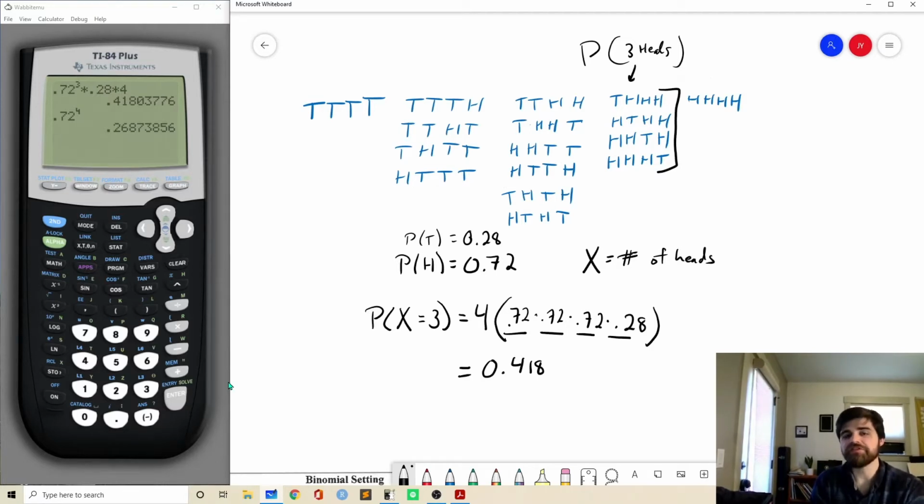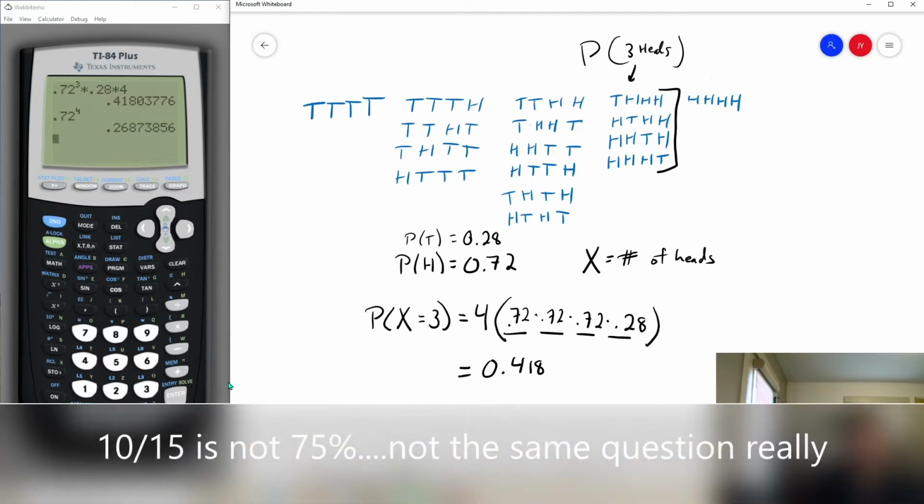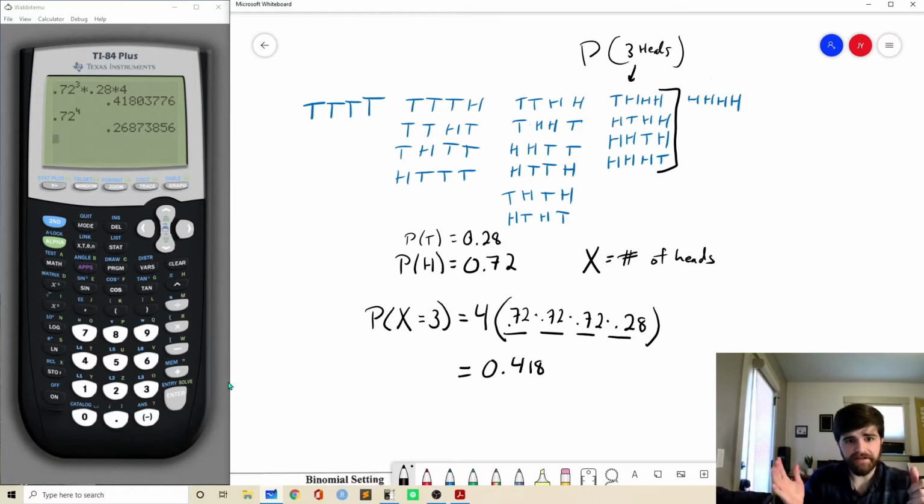I'm going to flip the coin 15 different times. What's the probability of me getting 10 out of 15 heads? It's kind of the same question, 75% heads, but it gets much more complicated to solve. How many different ways are there to combine 15 outcomes where 10 of them are heads? There's a lot. And that gets really complicated really quickly.